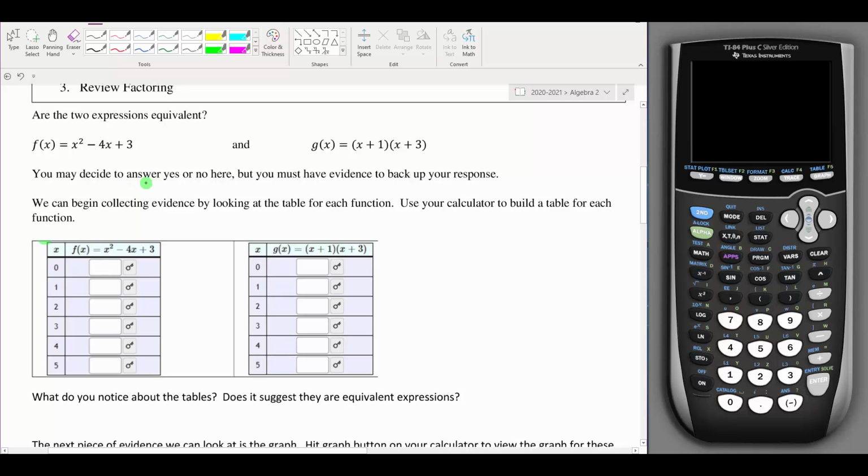Right, so we're going to start collecting evidence to make a decision, right? So right off the bat, you might guess, yes or no, maybe they're equivalent, maybe they're not. But whatever you decide, you have to have evidence to back it up. All right, so the evidence that we start collecting, I like to start with the tables.